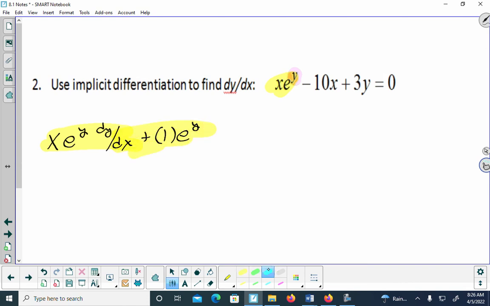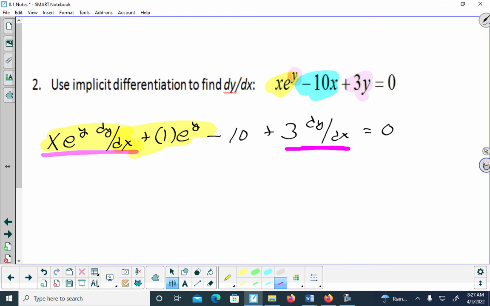So now that's this whole derivative. Now I'm going to take the derivative of this negative 10x, which will just be minus 10. No need, I could write dx, but I'm not going to. And then I'm going to have plus, and then the derivative of this 3y is going to be 3 dy/dx, and that's still going to equal 0 because the derivative of 0 is 0. Anything with a dy/dx, so there's two things with dy/dx. This has a dy/dx, and this has a dy/dx.